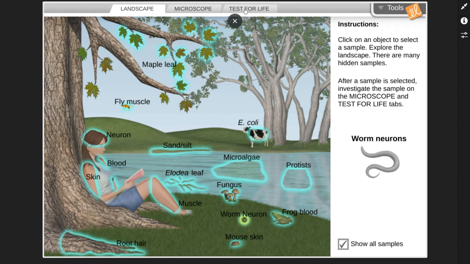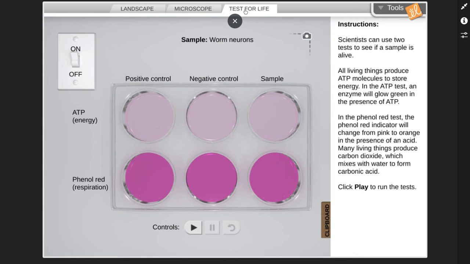And you're going to go instead to test for life. Okay, so we've got two different indicators. We have one that shows if ATP is present, which is made during cellular respiration, which all animals and plants perform, and phenol red, which shows respiration, that there's CO2 being produced and creating an acidic environment. Okay, so all living things produce ATP to store energy.